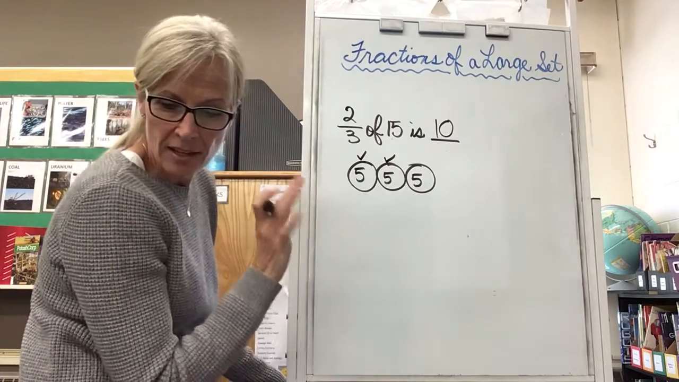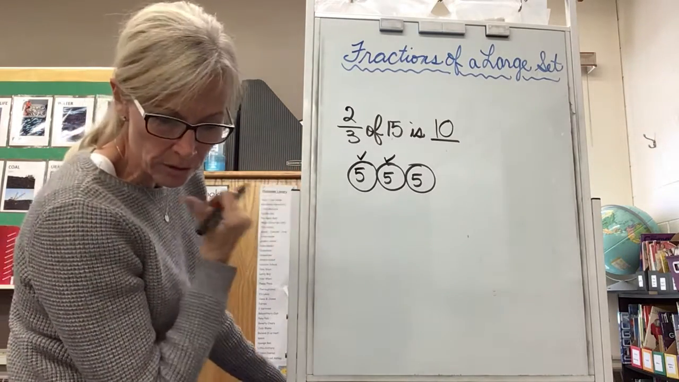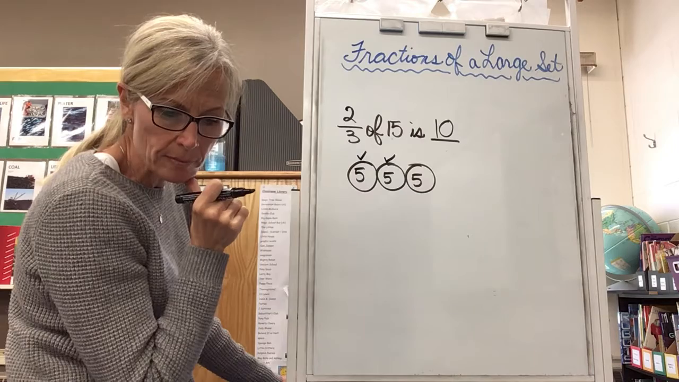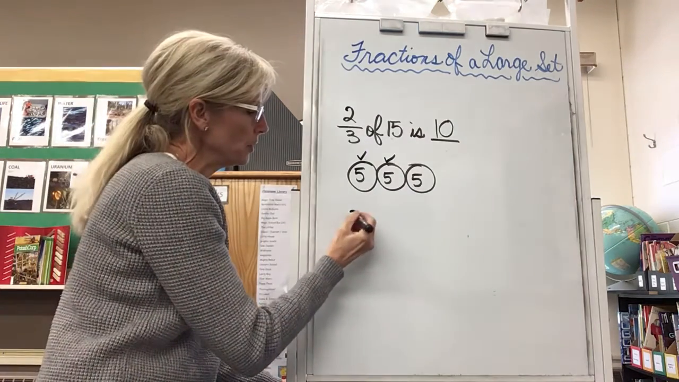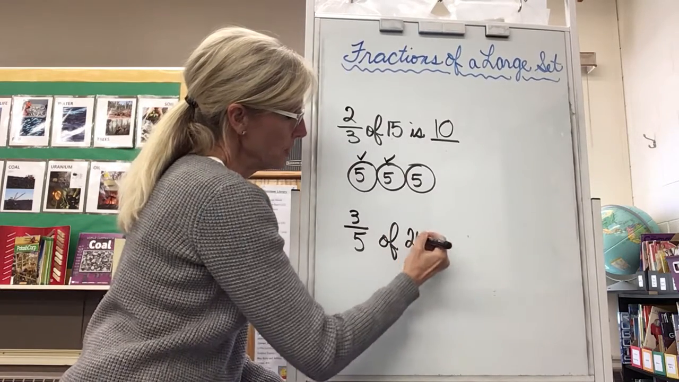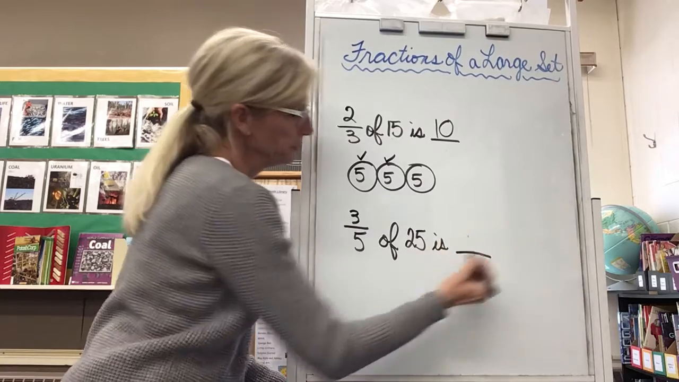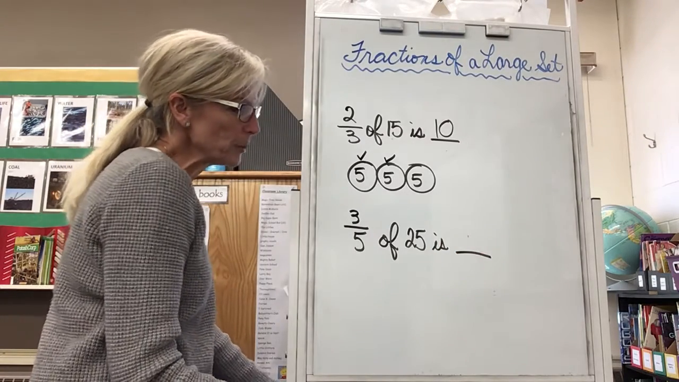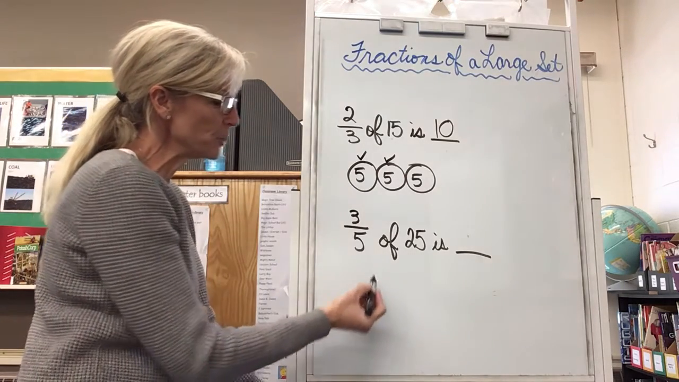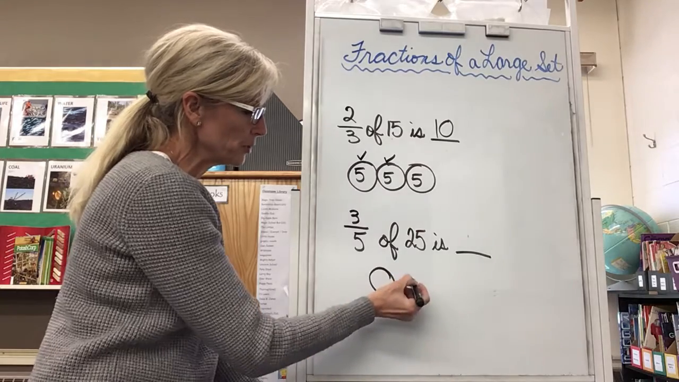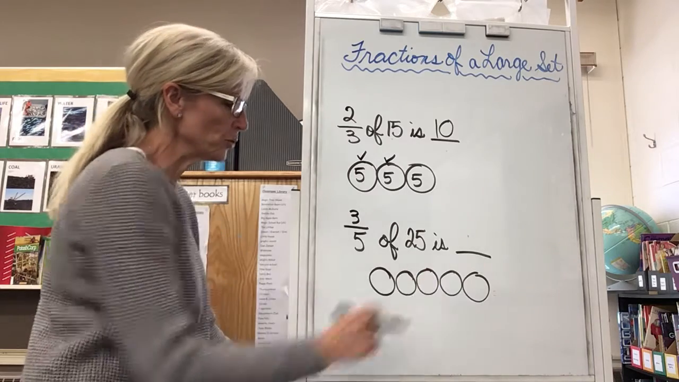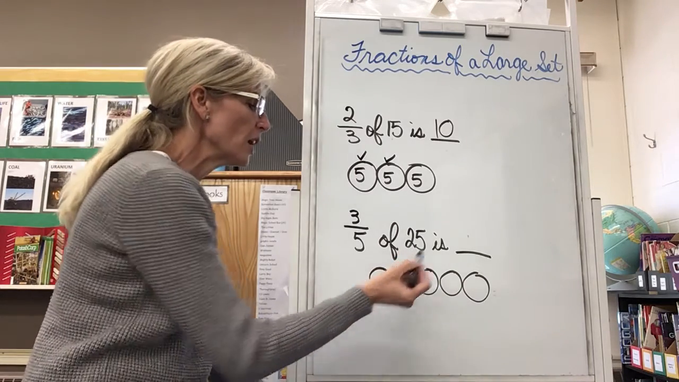I'll do one more, and then you can try these on your own. How about, pick this right out of your assignment. 3/5 of 25. Now what's the first thing I'm going to do? Find out how many equal parts. Look to the denominator. 5 equal parts. Draw the equal parts. 1, 2, 3, 4, 5 equal parts. I've made these groups. I have 25 wholes.